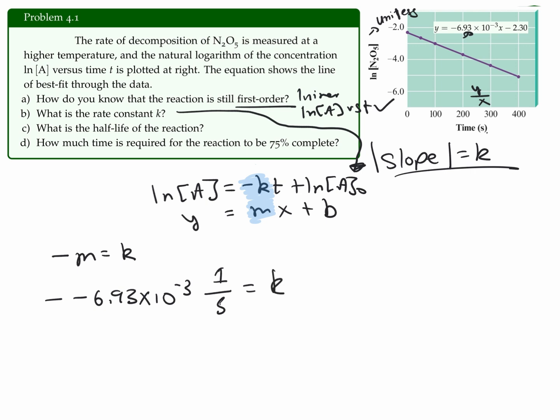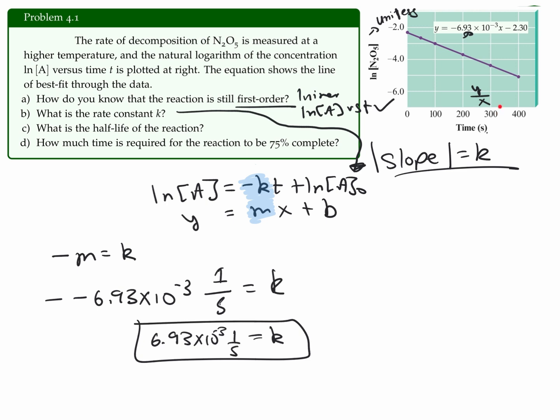So negative times negative, all that did was turn this positive. So I have k is equal to 6.93 times 10 to the minus 3, 1 over seconds, is equal to my k here. Just the slope, but make it positive and make the units correct.